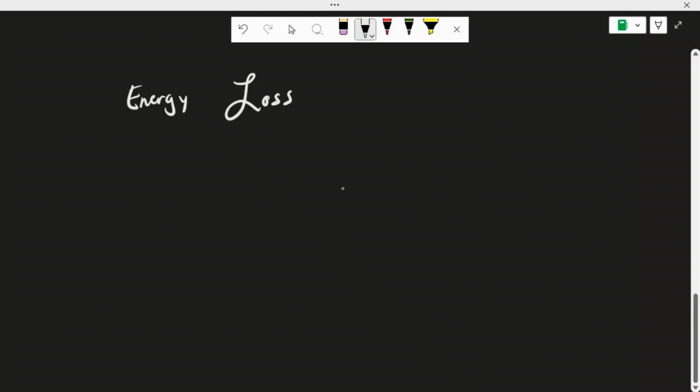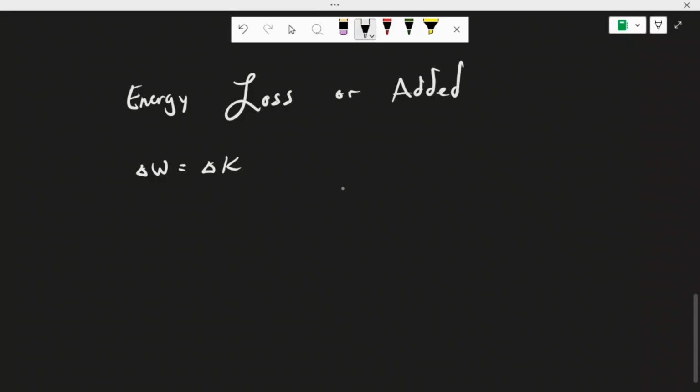So, energy loss or add. When energy is added to a system, that means your change in work is positive. So that means you have added something to your kinetic energy. We know that the work done is equal to the change in kinetic energy.